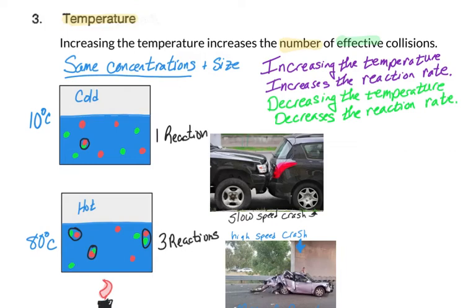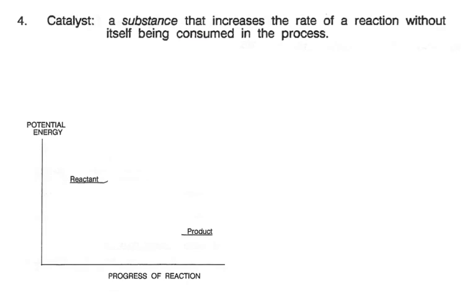Of course, if you want to slow down the reaction, the best way to do it would be to cool it down. So by lowering the temperature, you would see that the reaction would go slower because there would be fewer effective collisions and fewer collisions overall. And the last method of increasing the rate of a reaction is to add a catalyst. Remember, a catalyst is a substance that increases the rate of a reaction without being consumed in the process.